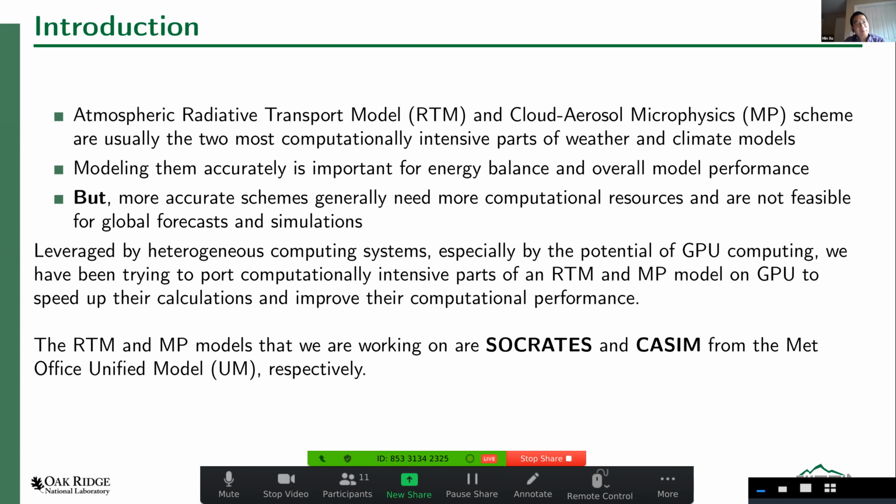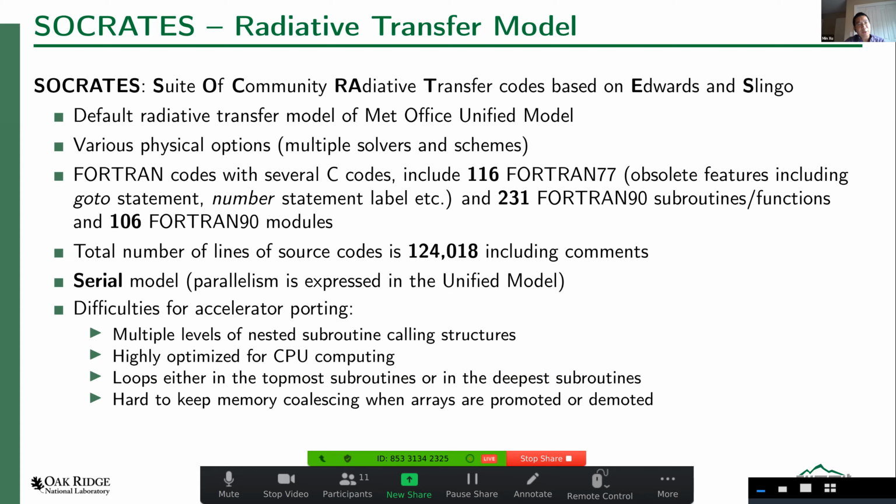SOCRATES is the abbreviation of the Suite Of Community RAdiative Transfer codes based on Edwards and Slingo. It is the default radiative transfer model of the Met Office Unified Model. It has various physical options, including multiple solvers and schemes. It is a Fortran code with several C codes, and the total number of source code lines is close to 124K, including some comments. It is a serial model, so the parallelism is expressed in the Unified Model, its host model, or the offline models.